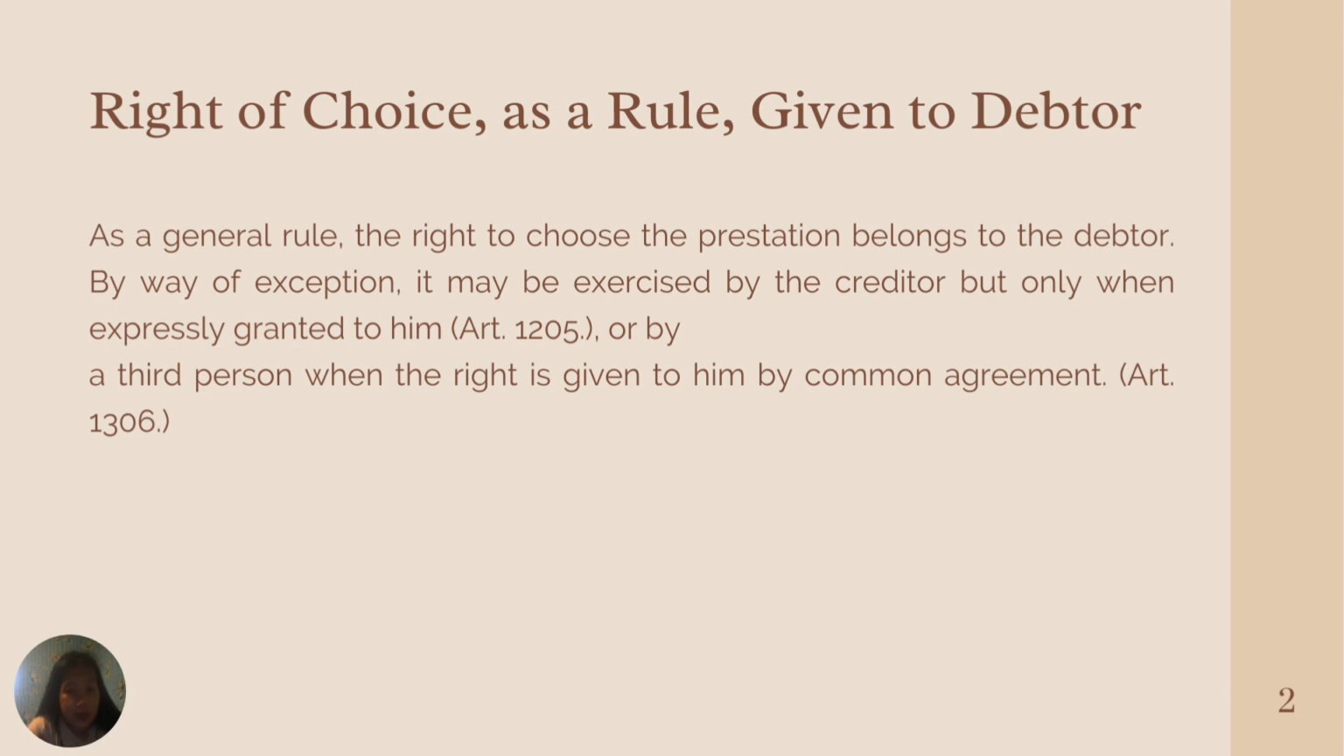Another example. Mara binds himself to deliver item 1 or item 2 to Clara on December 10 and to communicate his choice on or before December 5. If Mara delays in making his choice, Clara cannot exercise the right because it is not expressly granted to him.